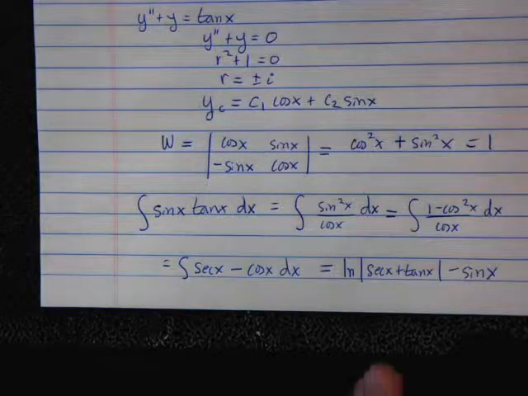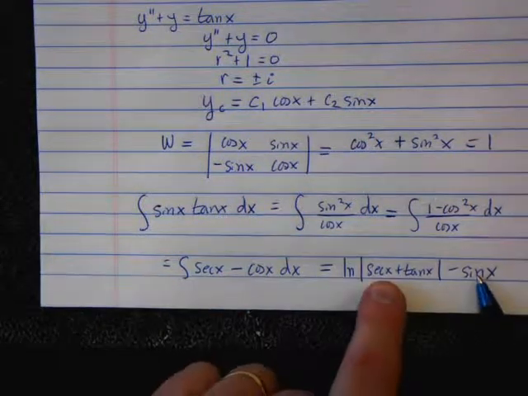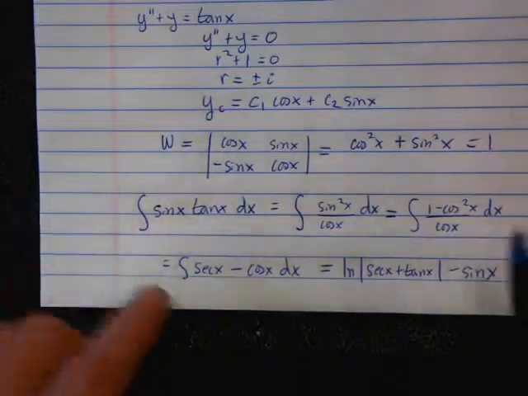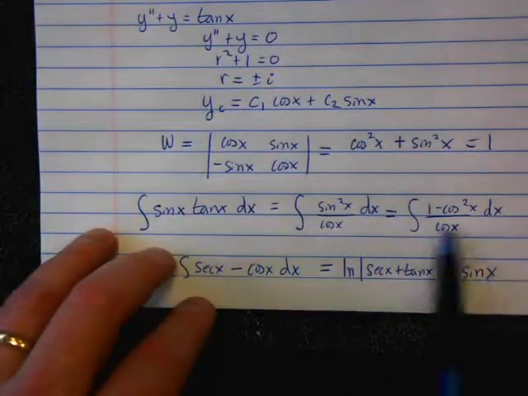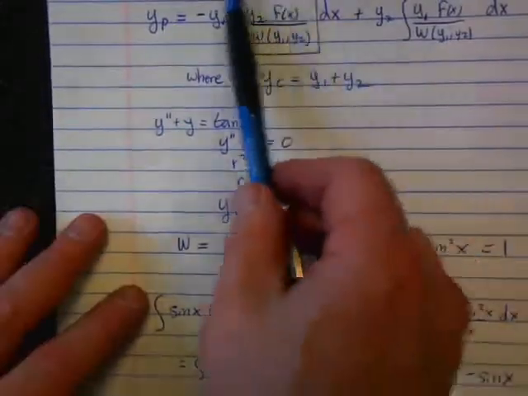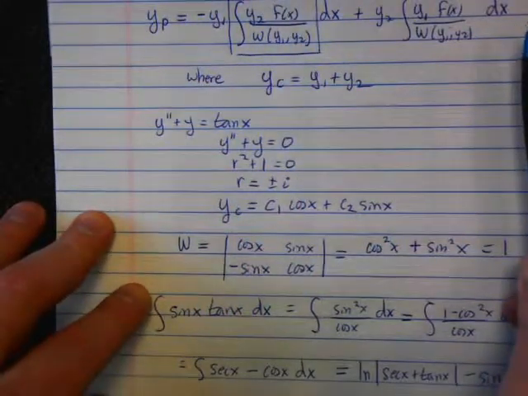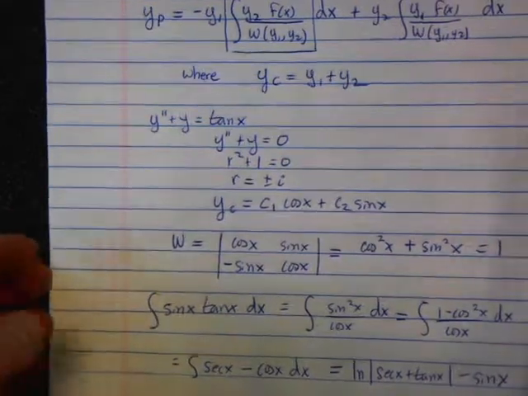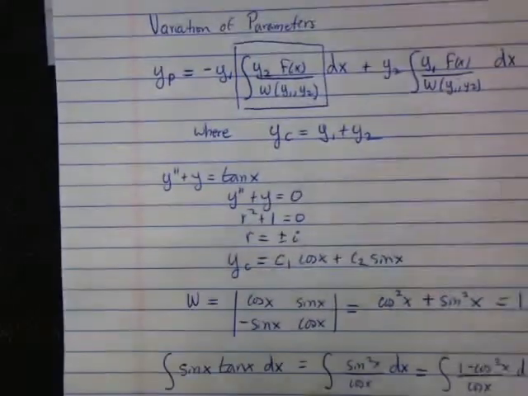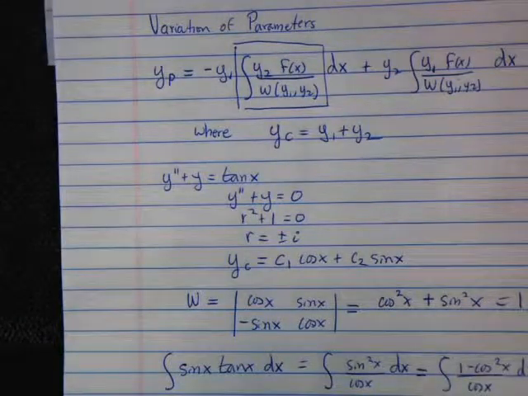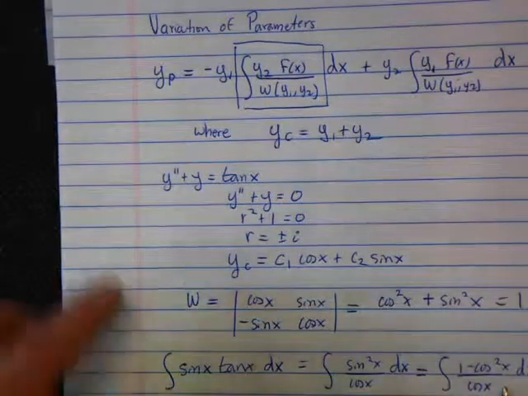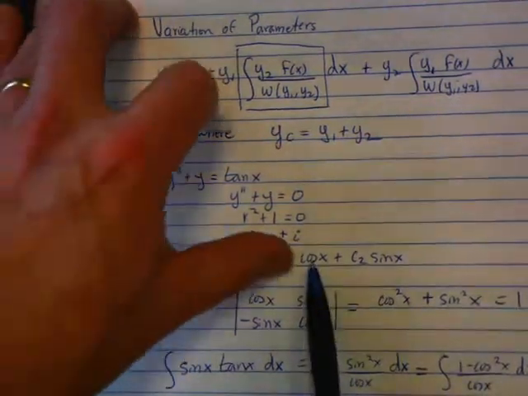No, we don't want plus c, because remember this is going to be part of this big formula up here, which is going to be part of our particular solution. So we don't want a plus c here. We don't want numbers involved. So what we would have to do now, when we get all done, is take this answer and multiply it by negative y1, which is negative cosine.